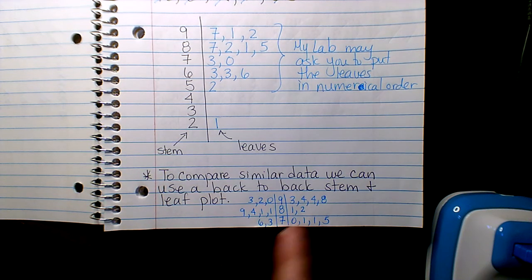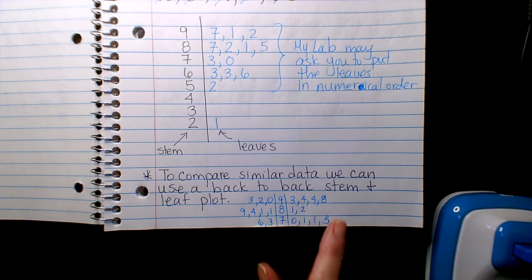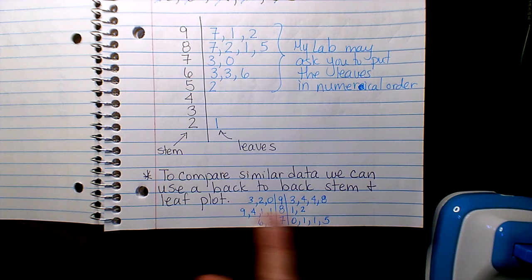That would be some. And now, where did this data come from? I just pulled it out of thin air. I'm just making up some data. So that's what a back-to-back stem and leaf plot would look like.